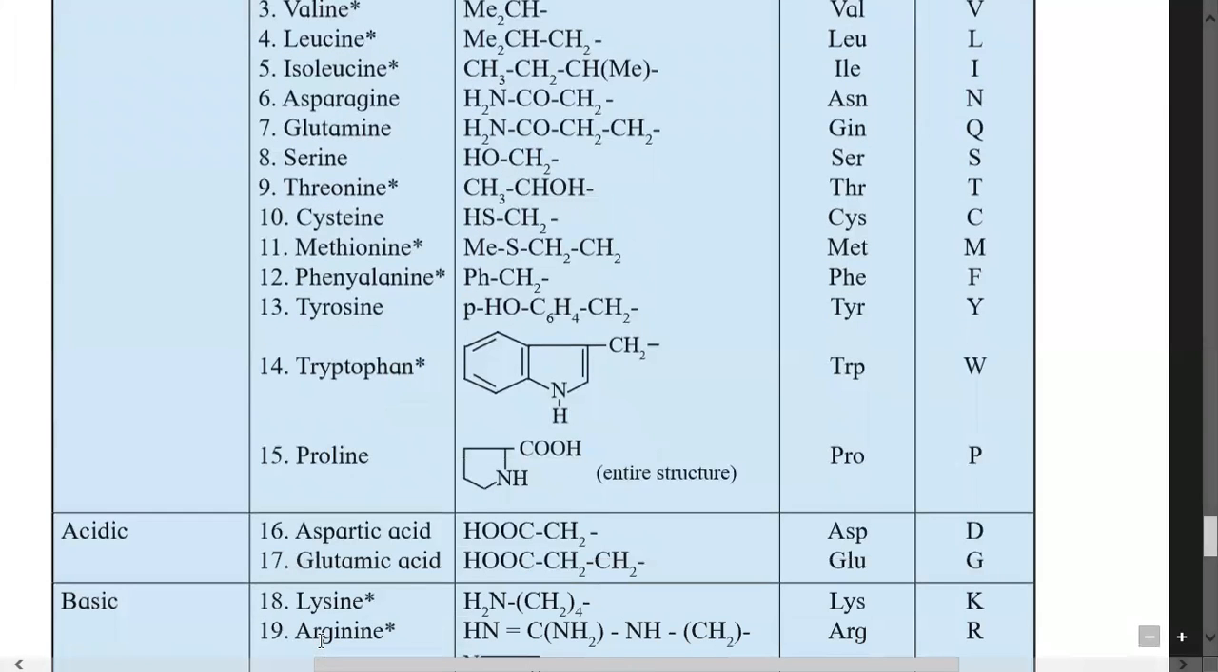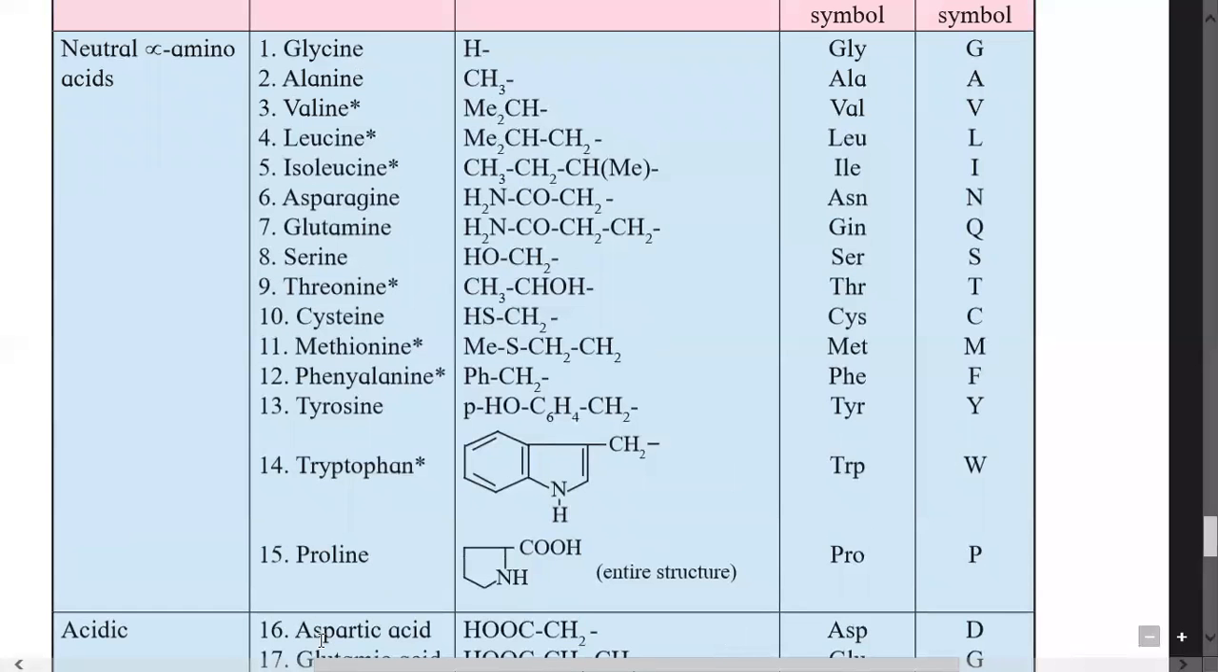The last example in neutral amino acids is proline. Here the R group is a 5-membered ring with NH and COOH group. This is actually the entire structure of proline, not the R group only. Here it contains COOH and NH group with a 5-membered ring. The symbol is PRO and the one-letter symbol is capital P. So these are the examples of neutral amino acids.